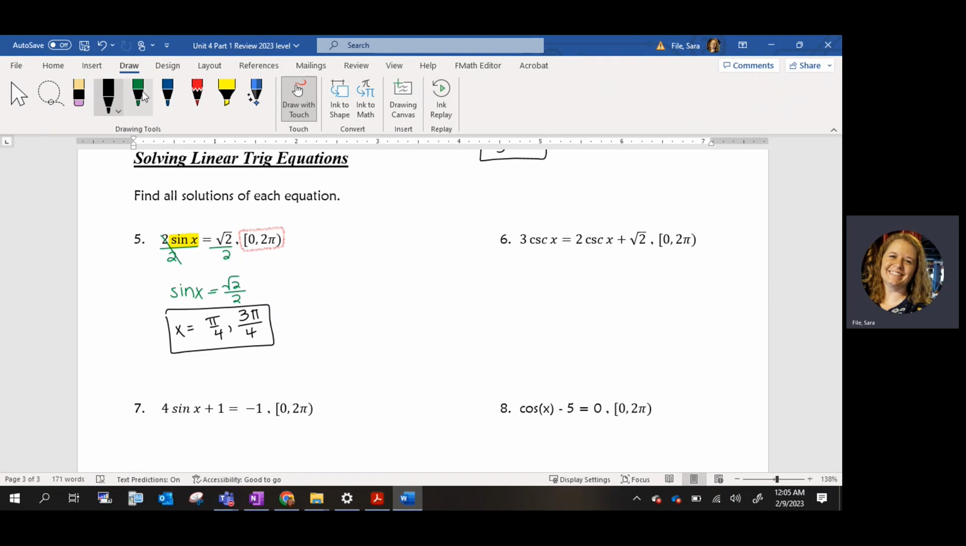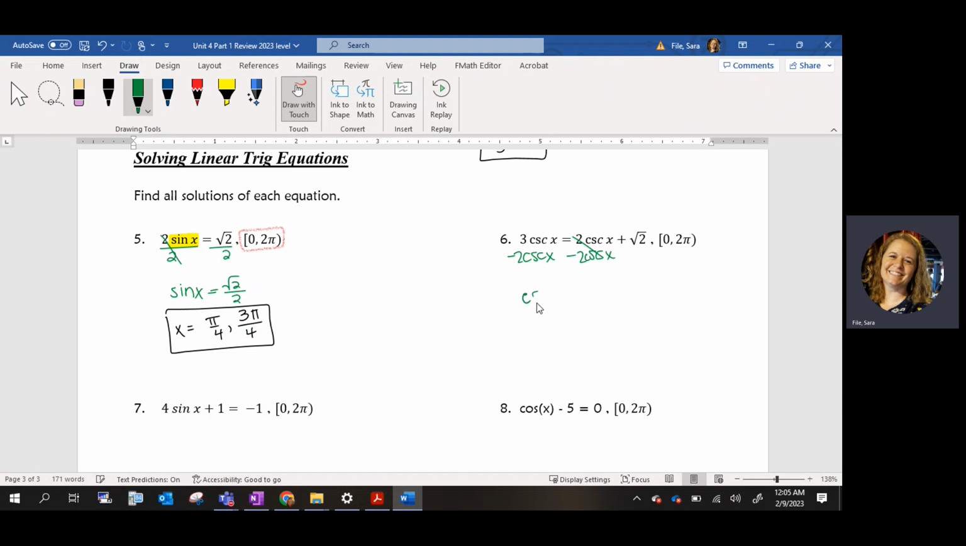So on number 6, I've got cosecant on both sides. I can't combine them. I need to get them to the same side before I can combine them. So I'm going to move the 2 cosecant x to the other side by subtracting it.